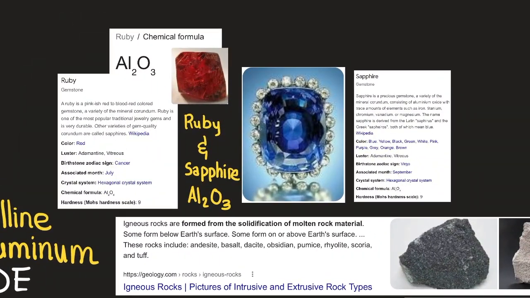So here we have aluminum. Aluminum is Al2O3. It's also ruby and sapphire. Whenever you encounter a ruby gemstone or a sapphire gemstone, you're actually looking at aluminum and oxygen. So it's basically just a rusty form of aluminum that looks shiny in polished jewelry.